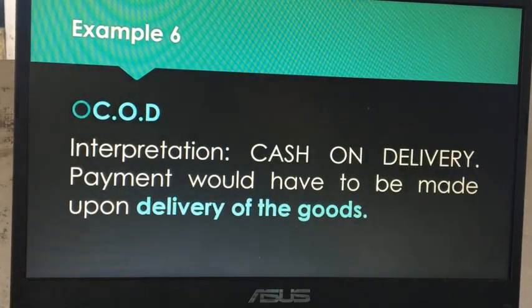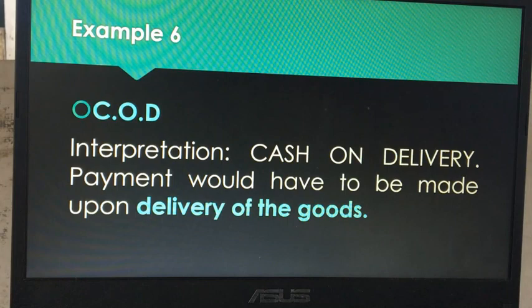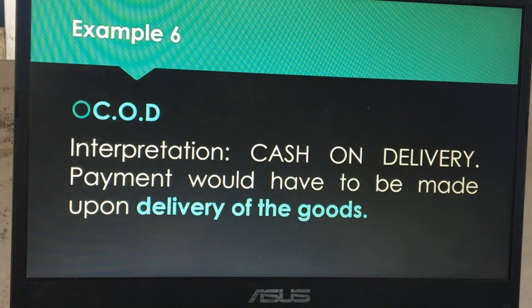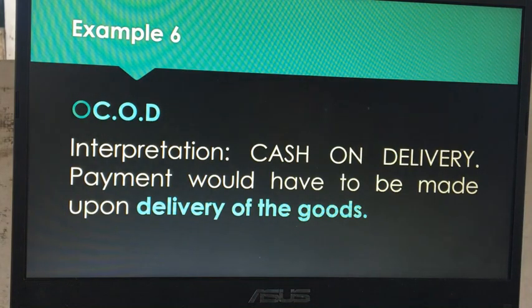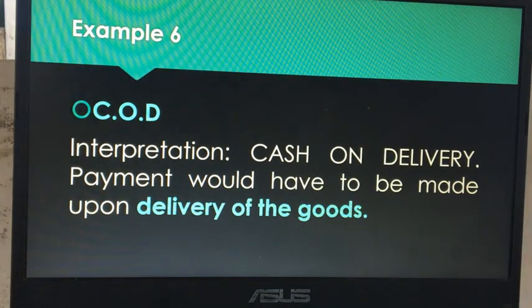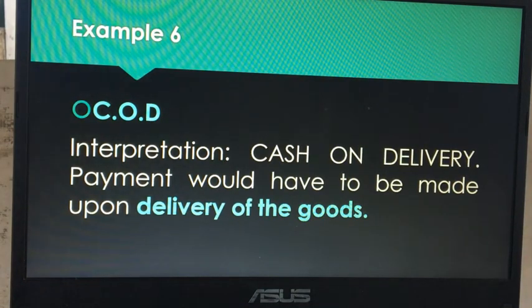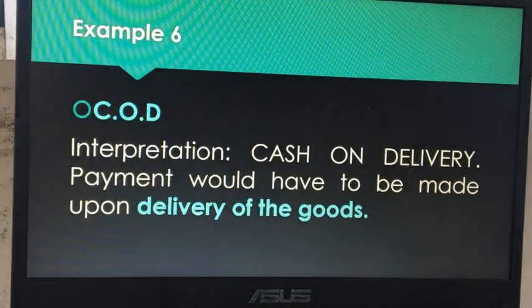Another payment term that is usually written in the invoices that we encounter is COD. This is very familiar to you, most especially if you keep on purchasing items in Shopee and whatnot. COD means cash on delivery. Payment has to be made upon the delivery of the goods, meaning you are going to pay once the item is delivered to you. That's how COD works.